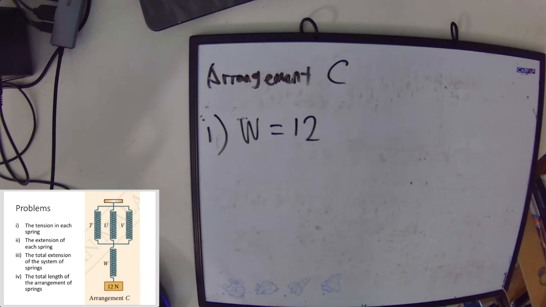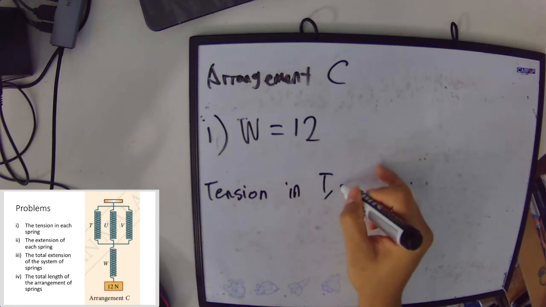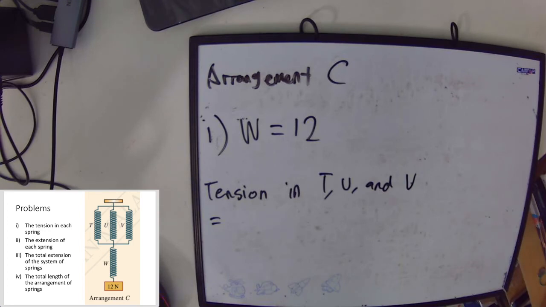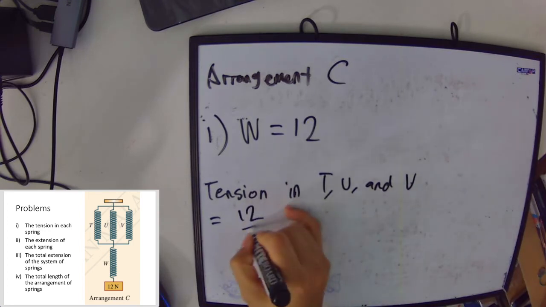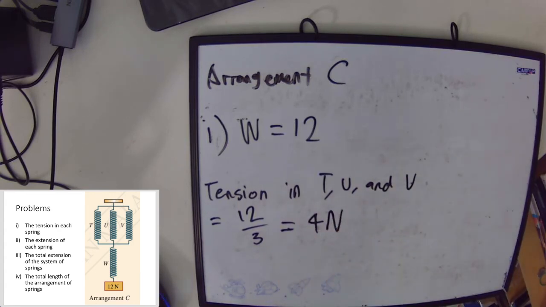Alright, now for T, U, and V, these three are in parallel. So each of these share the force of 12 newtons. So kita kena bahagi dengan 3. So tension in T, U, and V equals 12 divided by 3, meaning to say 4 newton. So each of these springs, T, U dengan V, masing-masing dia mengalami tension ataupun force sebanyak 4 newton.